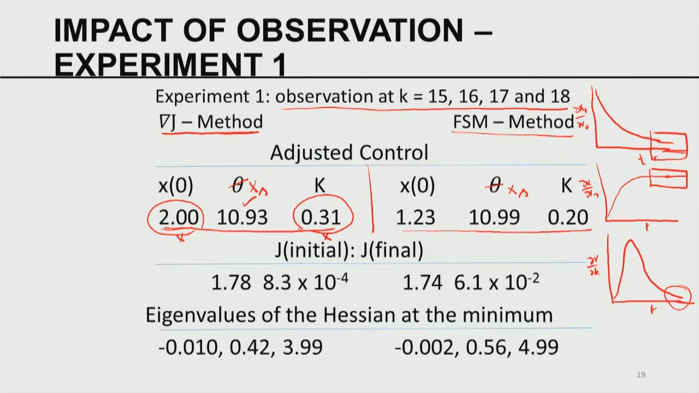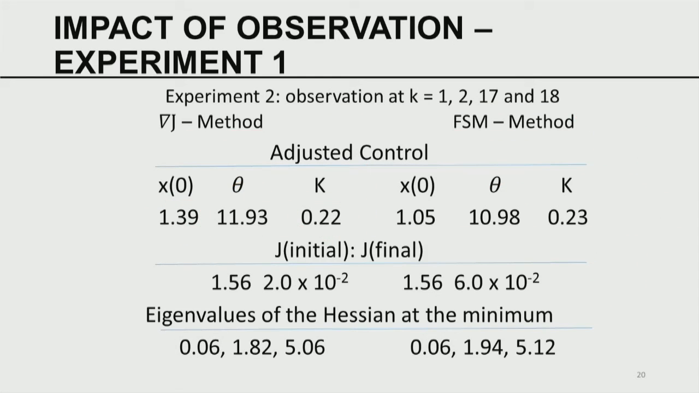However, if you change the observation timing to 1, 2, 17, 18, so two observations at the earlier time, and two observations at the final time. What is the difference between these two experiments? In the first experiment, we put four observations all in the end. Here, we are putting two observations in the beginning and two observations in the end.